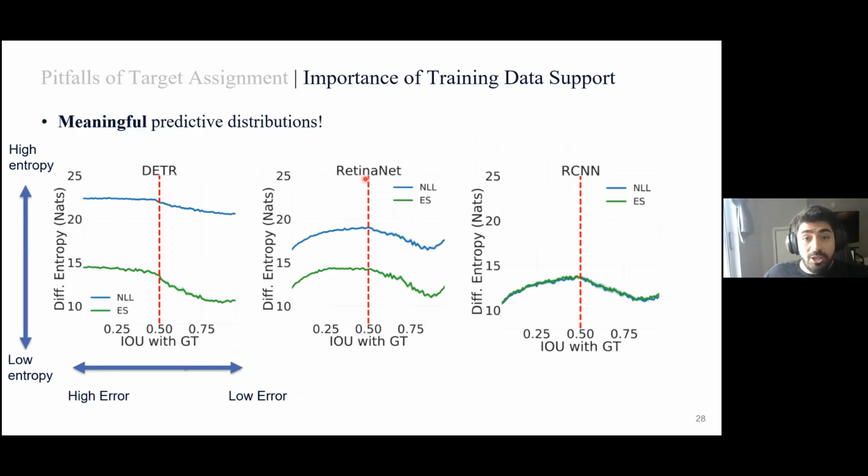When we observe the plots of RetinaNet and RCNN, we notice that this is not the case. In fact, at the extreme case of RCNN, very high error outputs have a much lower entropy than very correct outputs. And this is not meaningful when we consider it for robotics tasks, right? You're saying that the high error mean estimates have a lower variance than the low error mean estimates.